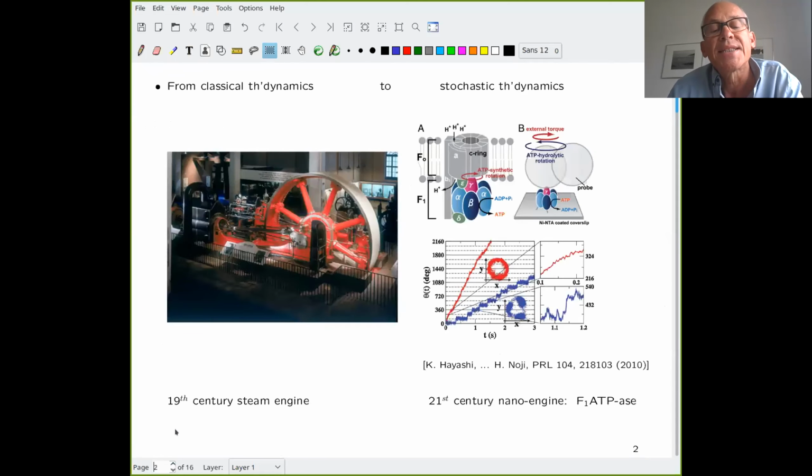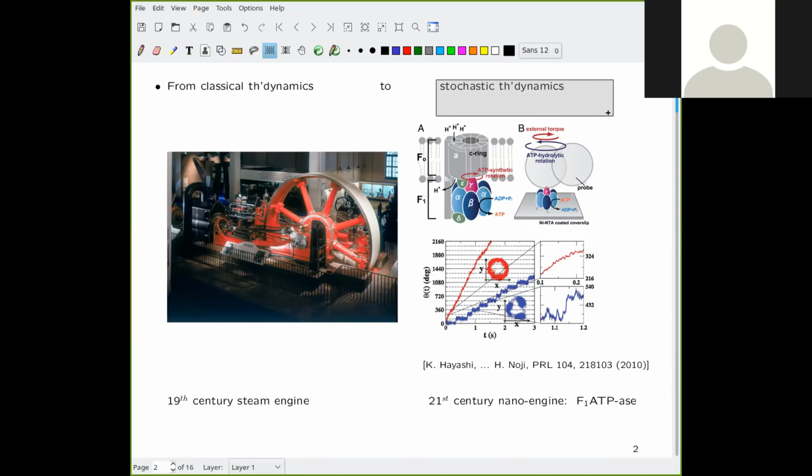Okay, so with this slide, many of you have seen that before, but I want to highlight the basic idea of stochastic thermodynamics. By the way, do you see this gray rectangle? Can you see that when I highlight something? Yes, we do. Thanks, David, thanks.